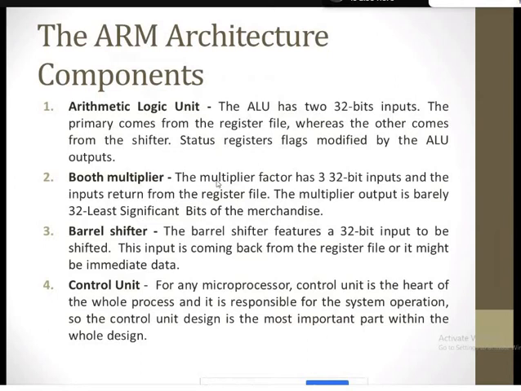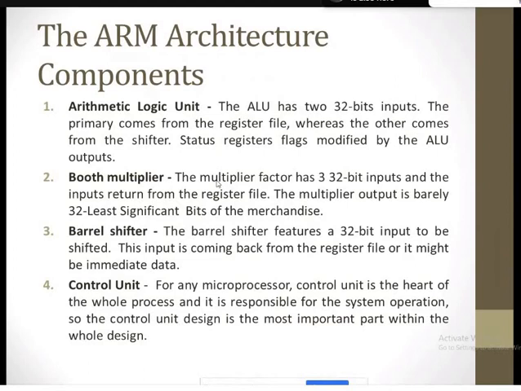Second, the Booth multiplier. The multiplier has three 32-bit inputs, and the inputs are returned from the register file. The multiplier output is barely the 32 least significant bits of the product. Third, the barrel shifter. It features a 32-bit input to be shifted. This input is coming back from the register file, or it might be immediate data.